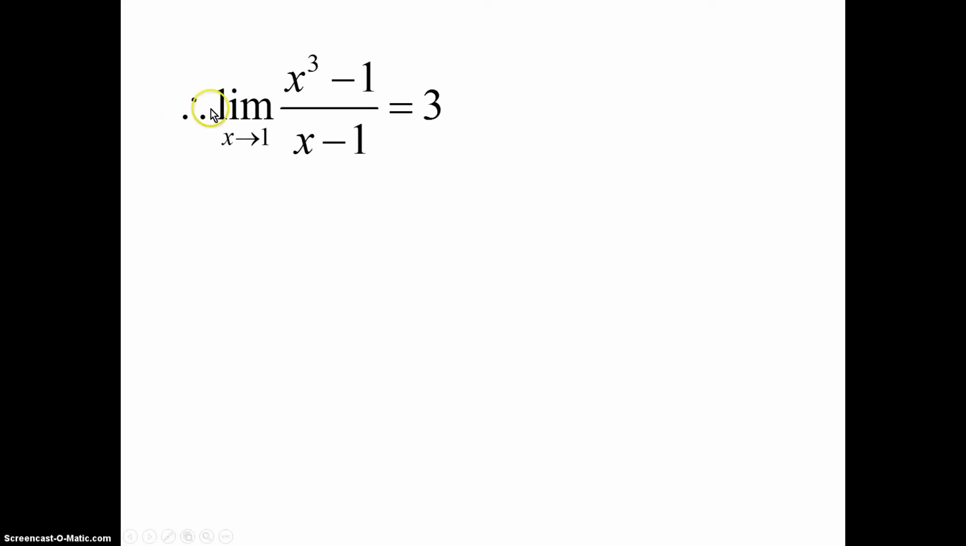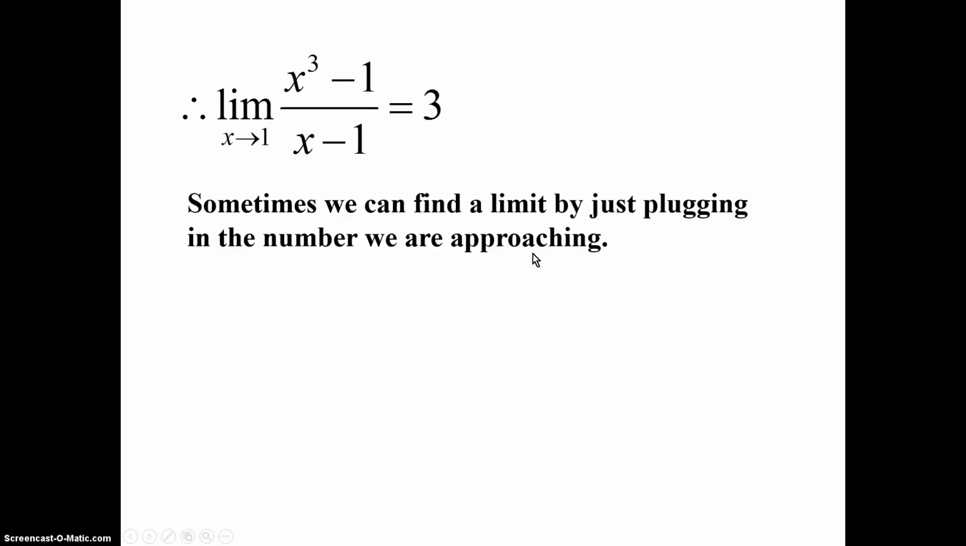So we say therefore, and you don't need to have these 3 dots. These 3 dots mean therefore. That was just me ending the problem. I say that the limit of my function as x approaches 1 is indeed 3.